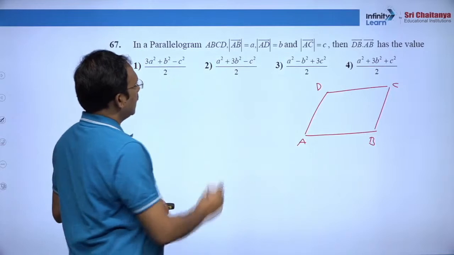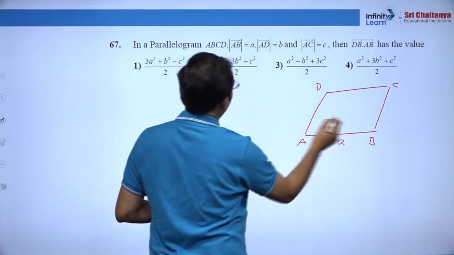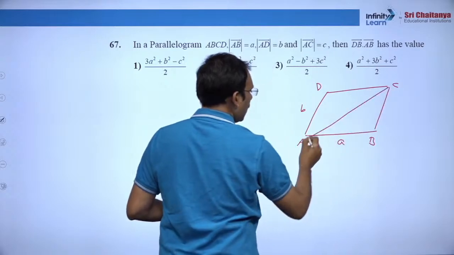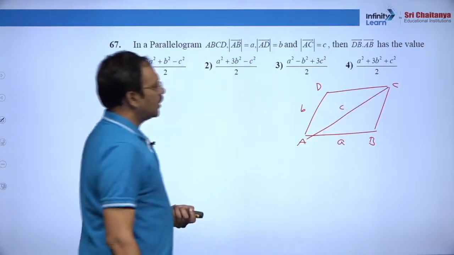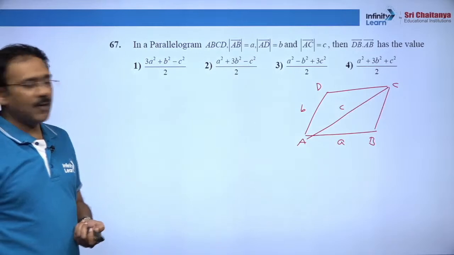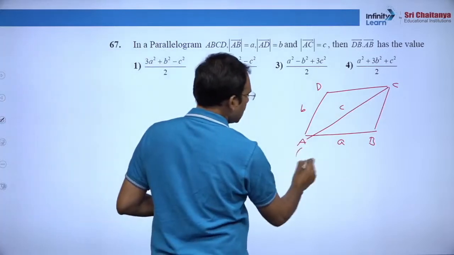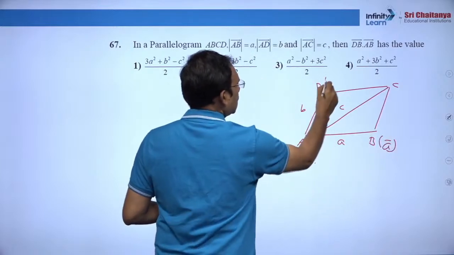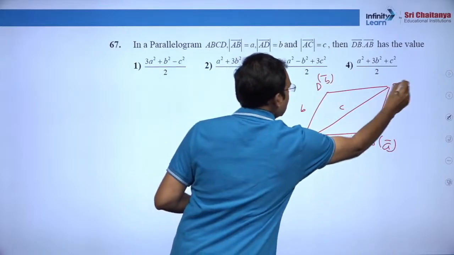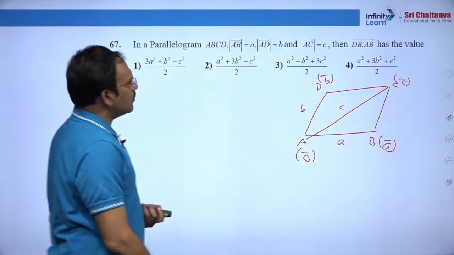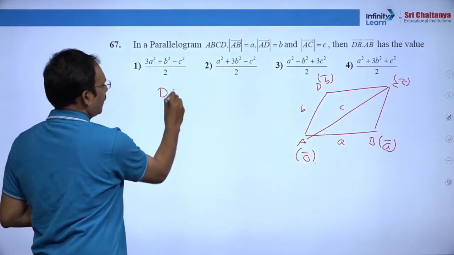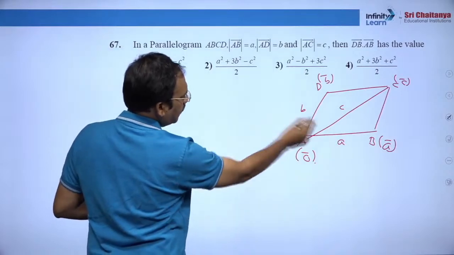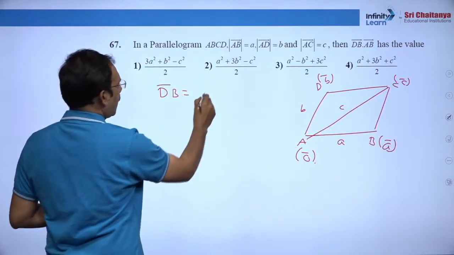Now he said AB bar length is A, AD bar is B, AC bar this vector length is C. Now DB bar dot AB bar is given. Let me choose this as origin so that this will become A bar vector, this will become B bar vector, this is C bar vector. Okay. Now you see DB bar, my dear friends, is going to be A bar minus B bar.